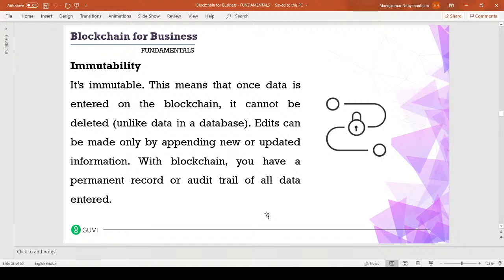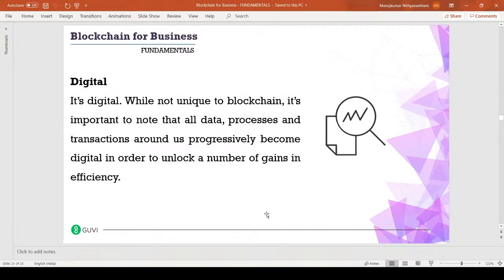So in case of verification, we can always say for this purpose the data has been updated to this, and this was the previous data and this is the new data. So that kind of reference this provides, and this is digital. There is less human intervention in this.